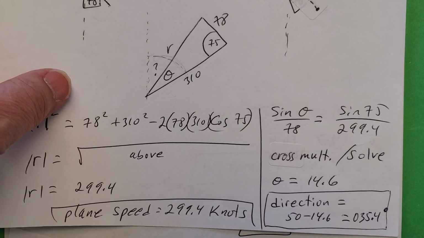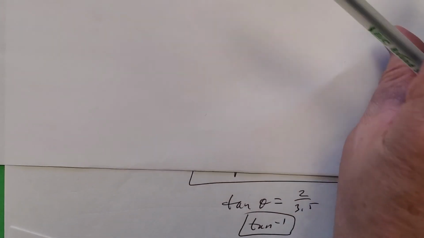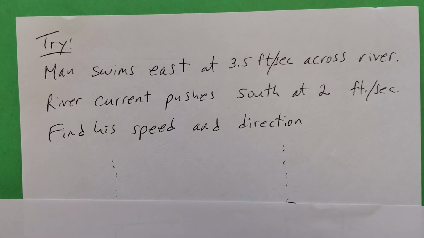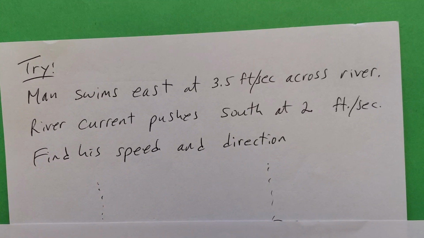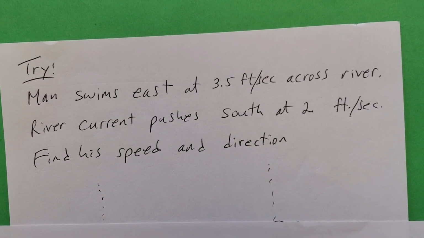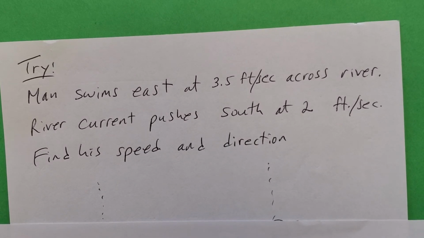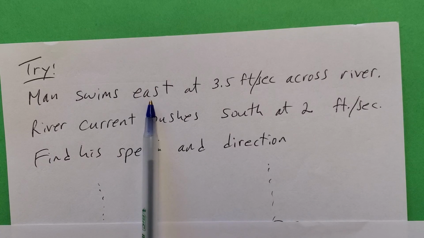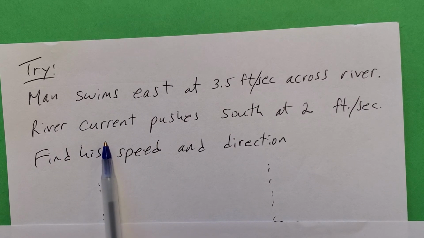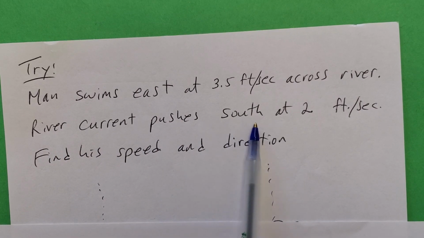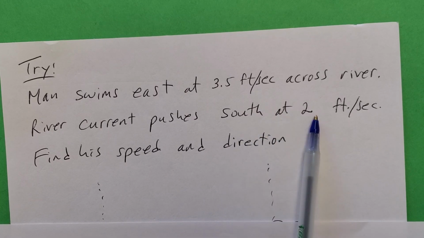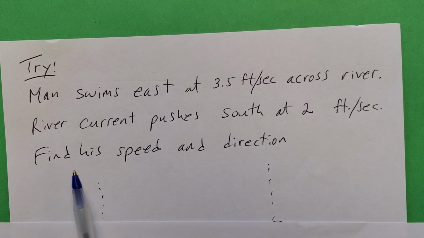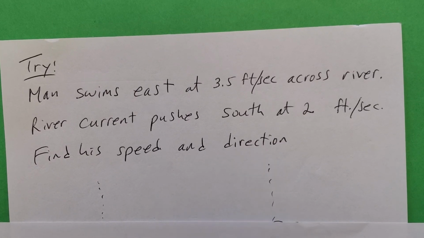Let me just leave you with a try problem and maybe a hint. So a man swims east at 35 feet per second. There's your magnitude, and there's your direction. The river current pushes south. There's your direction at 2 feet per second, and there's your magnitude. So find his speed and direction.